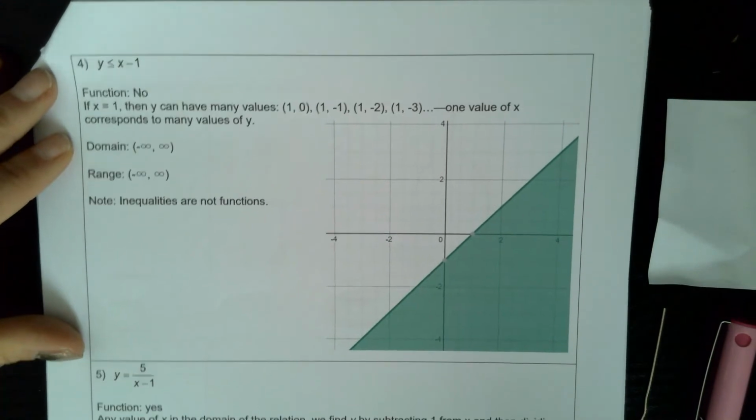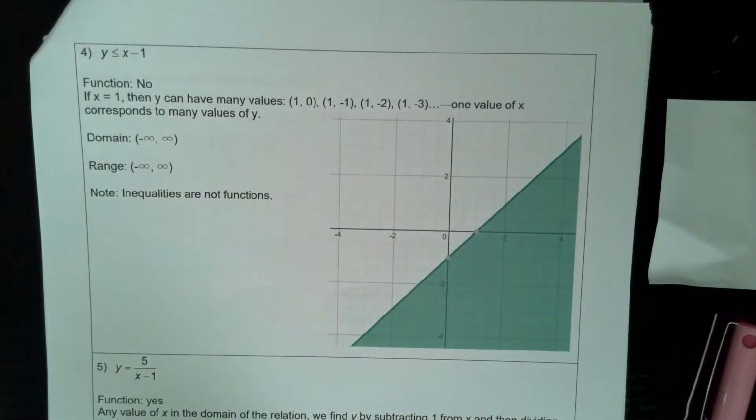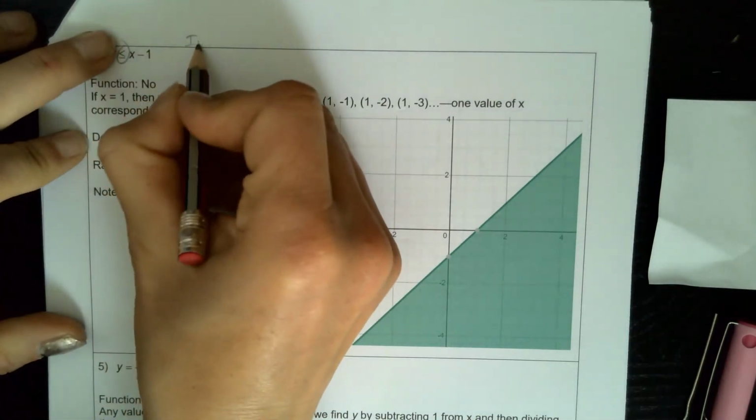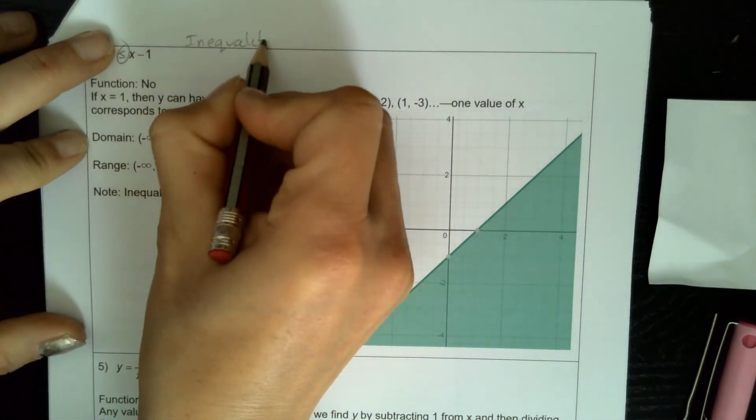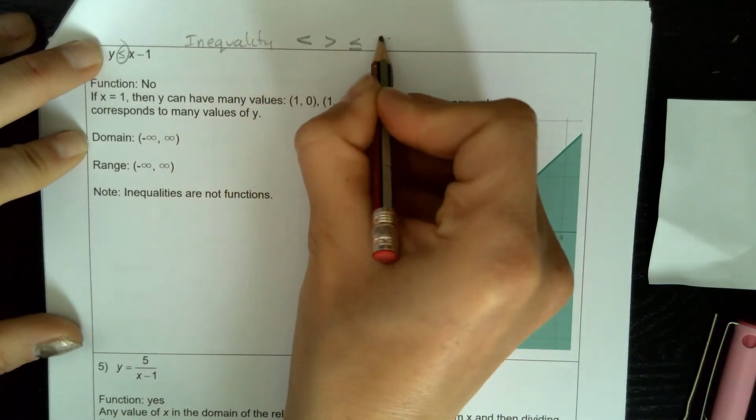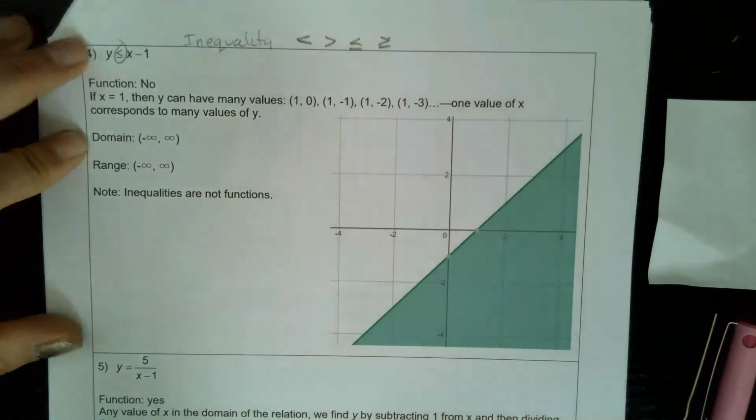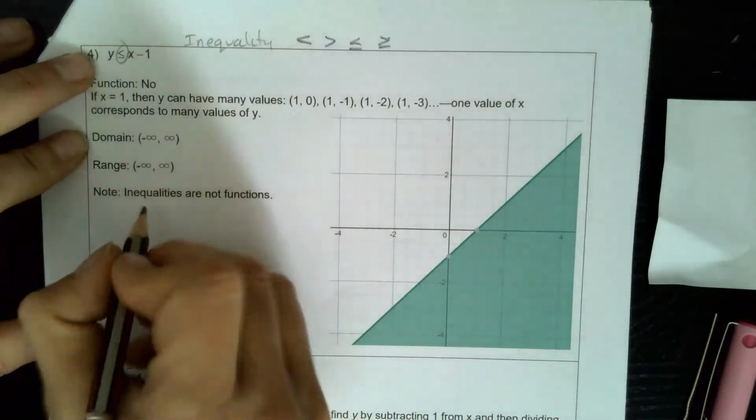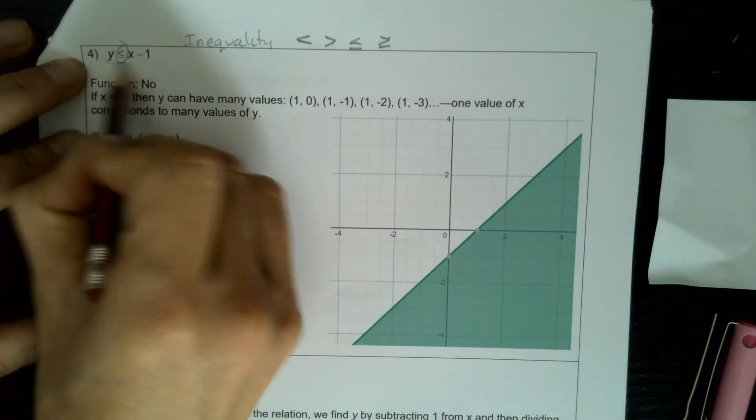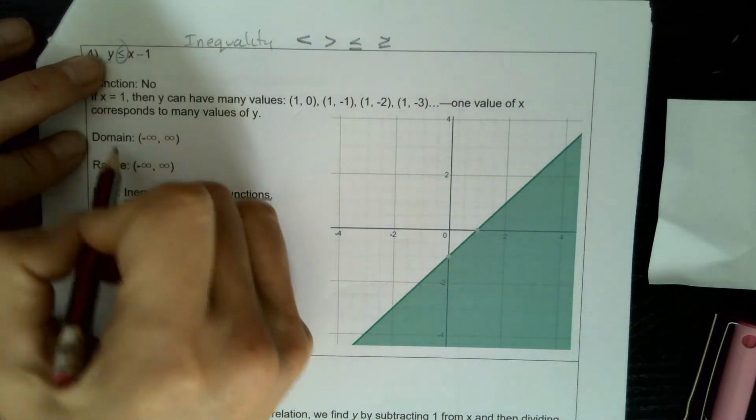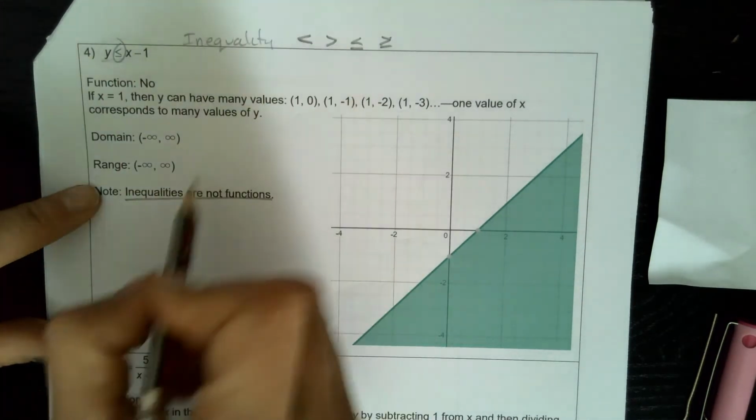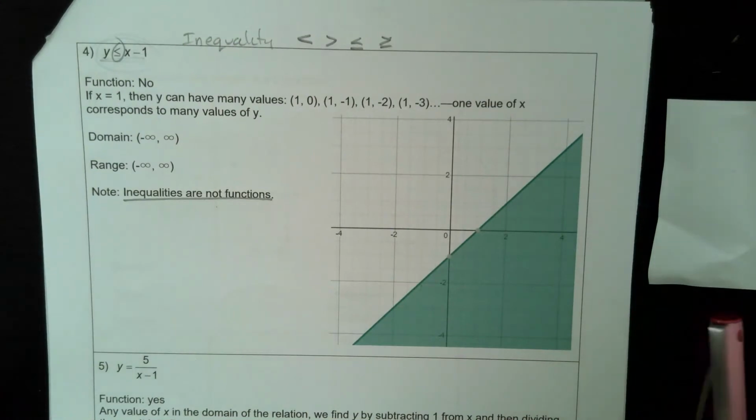Okay, next one. So this is an inequality. That's when you have less than, more than, less than or equal to, greater than or equal to. And whenever we have an inequality, it's not a function. You don't even have to look at anything in there. You don't have to look at the numbers or anything. You just go, oh, I see an inequality. It's not a function.